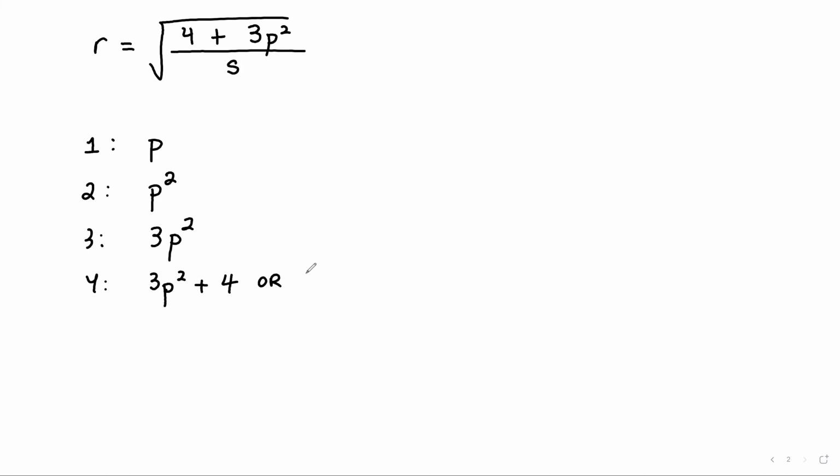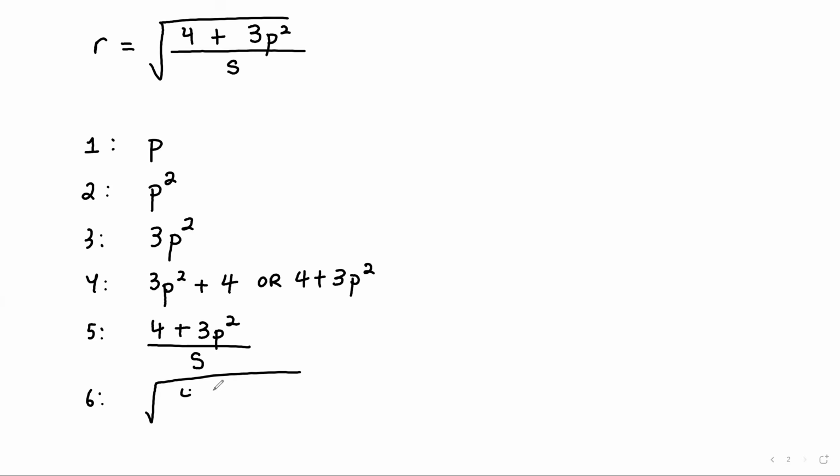So I'll write it like this instead, just because that's exactly how it is written in the formula, right? And after that, the fifth step would have been dividing that whole 4 plus 3p squared, whatever you got there, by s. And the final step would have been taking the square root of that whole thing: 4 plus 3p squared divided by s.